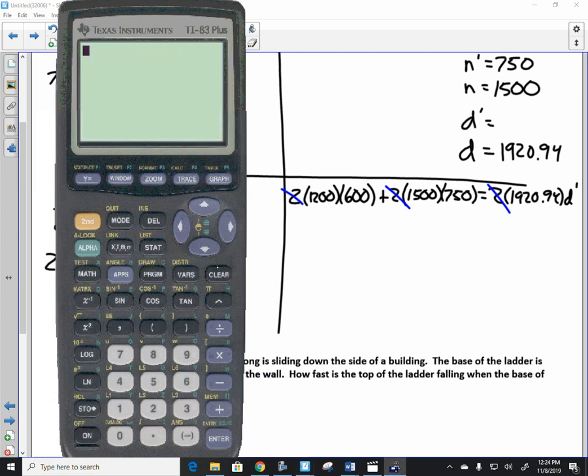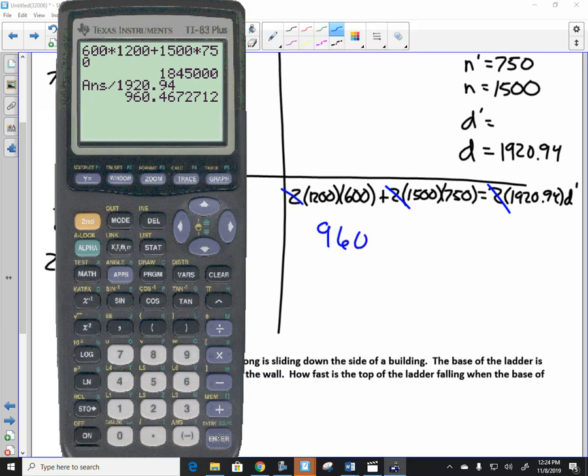So I'm going to have to add those 600 times 1200 plus the, insert. Yes, I've made many mistakes today. Plus, thank you. And I get that, and I divide that by 1920.94. And I get 960.47. What? Miles per hour.